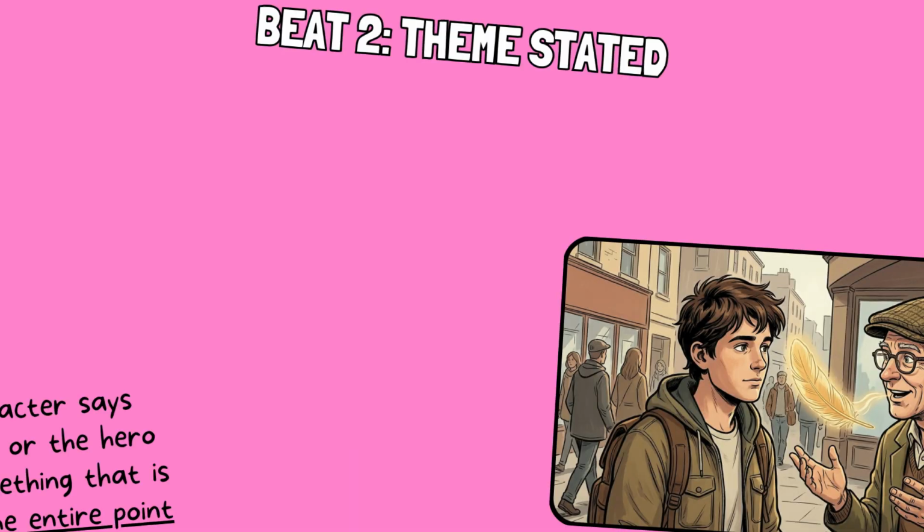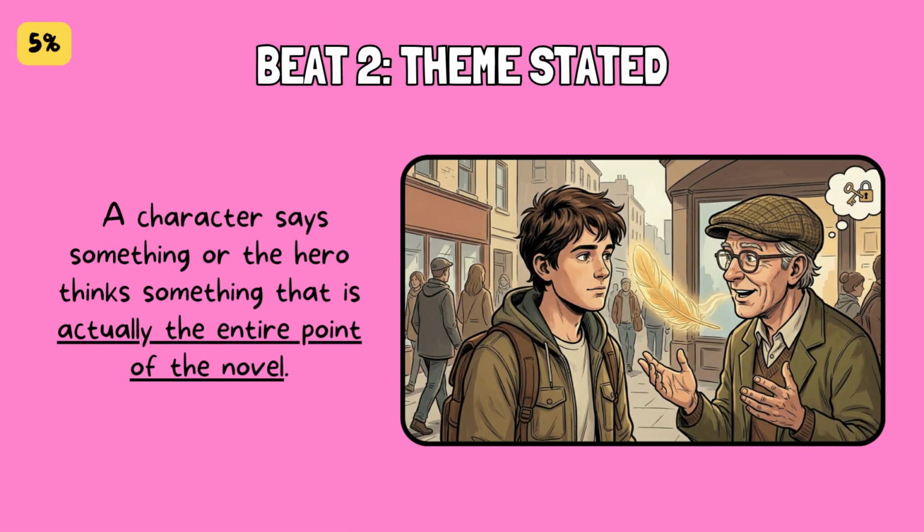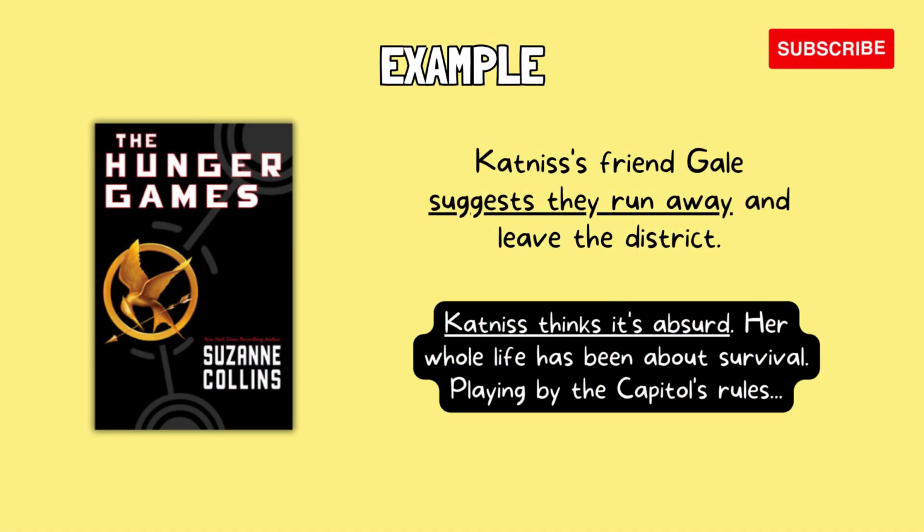Beat 2, theme stated. Around the 5% mark, something subtle happens. A character says something, or the hero thinks something, that sounds like simple dialogue, but is actually the entire point of the novel. Katniss's friend Gale suggests they run away and leave the district. Katniss thinks it's absurd. Her whole life has been about survival, playing by the Capitol's rules, keeping her head down, keeping her family alive. But that line, that small, almost throwaway moment, plants the seed of the whole story.